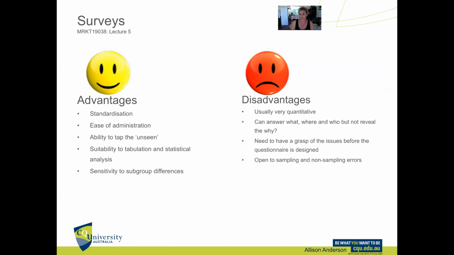Asking those sort of questions in the truth and mystery. That's the sort of question we ask anyway. The disadvantages of surveys: they're usually very quantitative. There isn't a lot of qualitative data that you get from surveys.